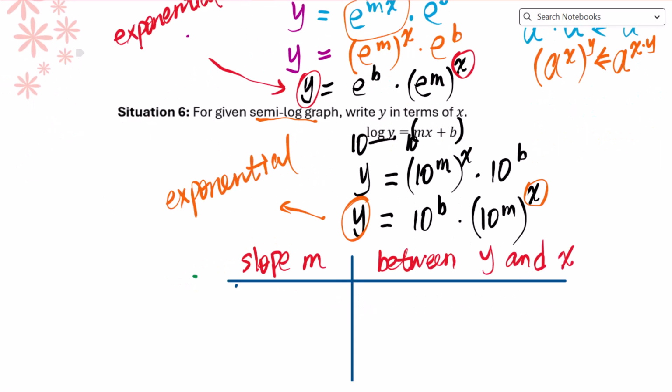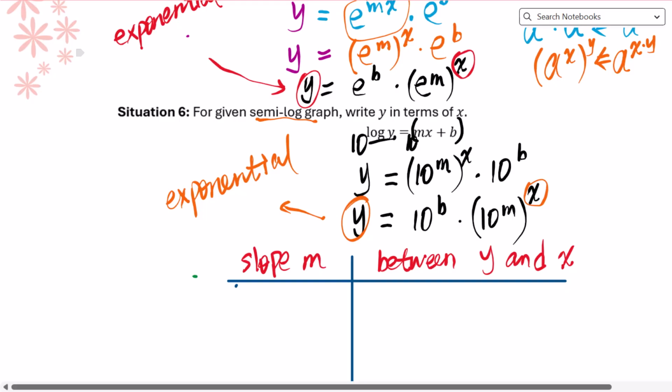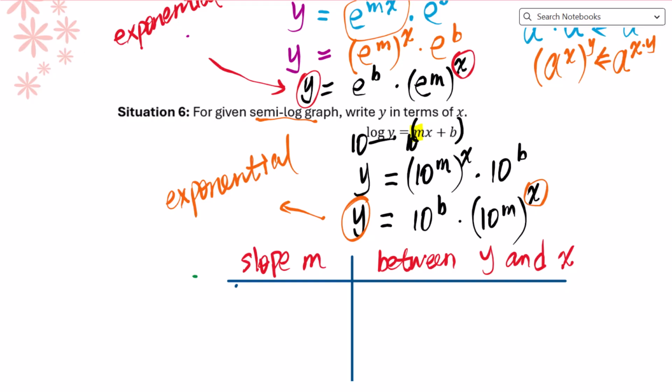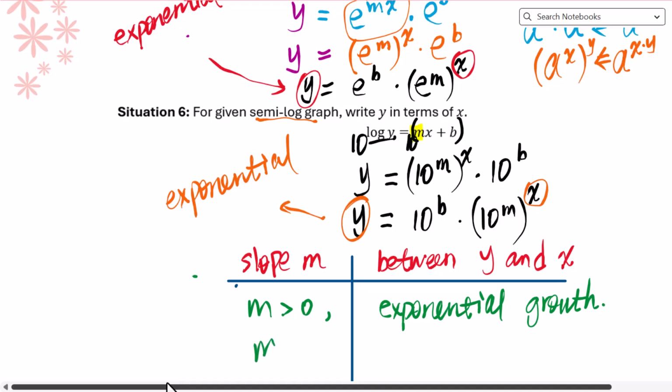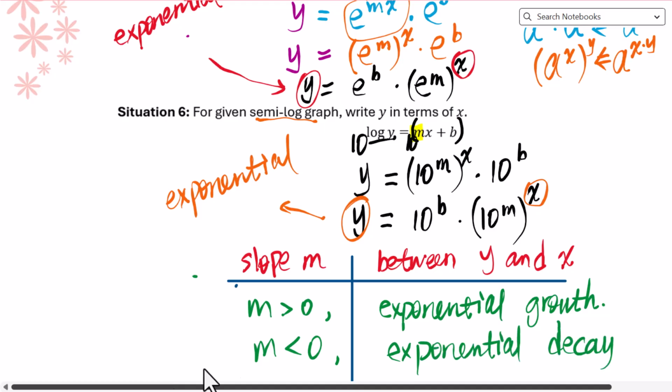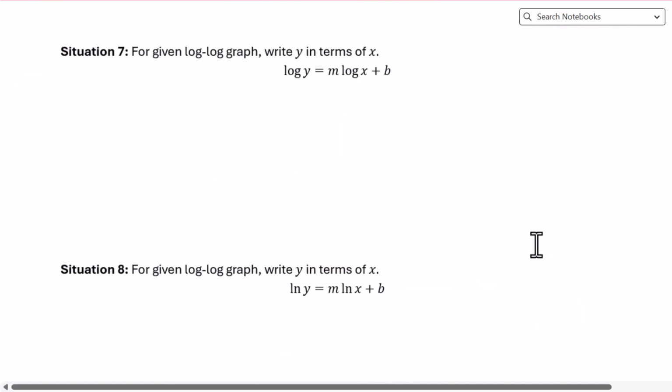Let's talk about this slope m in a semi-log graph. When m is greater than 0, you could say the relationship between y and x is exponential growth. When m is less than 0, the relationship between y and x is exponential decay. Let's go to situation 7.